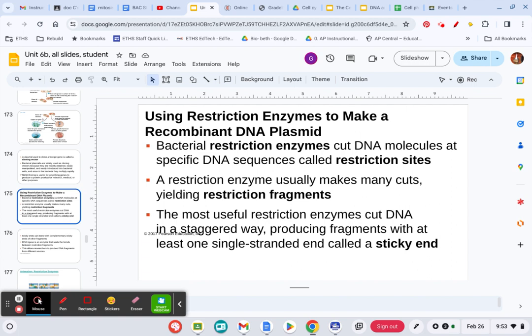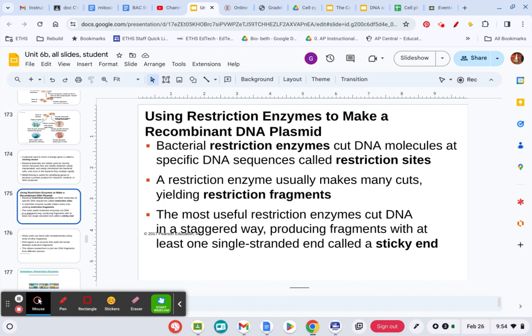They cut the DNA at DNA sequences called restriction sites. And they always cut at the exact same sequence. They give you these things called restriction fragments, which are basically just the DNA cut up into smaller chunks based on where they see that sequence. Wherever they see that sequence, they will cut.